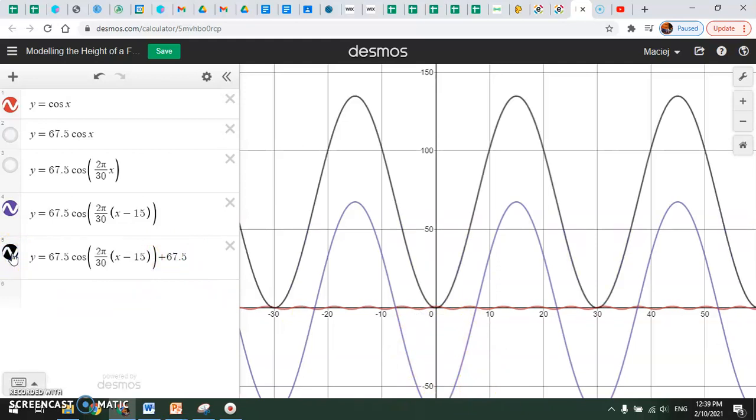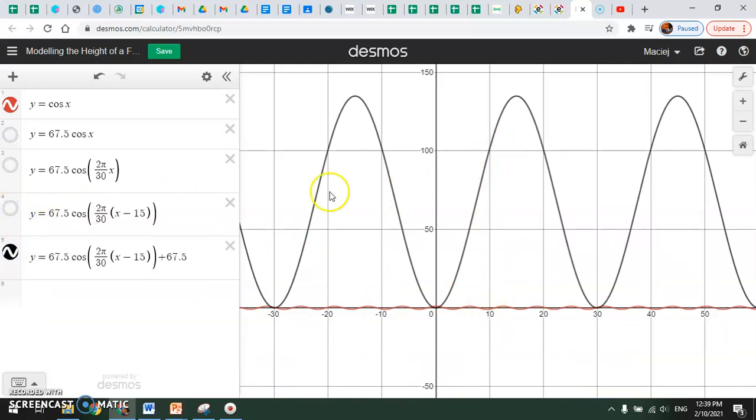And there it is. See, the whole wave moved up 67.5. Now get rid of the purple one, and there's our final result. So the original cosine graph in red, and now this one here, you can see it in black. And you can see now, as time begins, you're at your low point, and then you're going around the Ferris wheel, your height is going up.